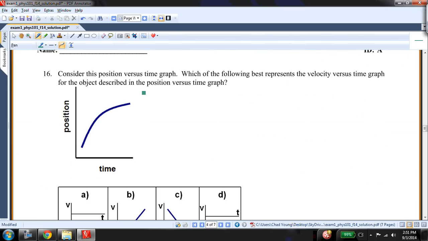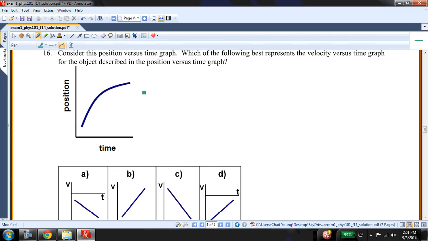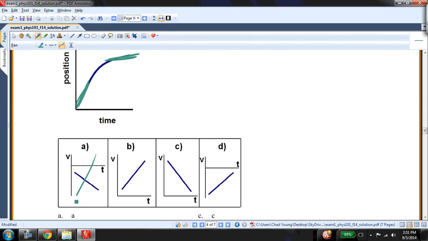Consider the object in this position versus time graph. Which of the following best represents the velocity versus time graph? Remember, the slope of a position versus time is the velocity. So here I have a big positive velocity, and here I have a small positive velocity. Now because it's positive, that gets rid of this one and this one. So I'm either stuck with B or C. This one initially has a big positive velocity, whereas this one had a small positive velocity initially. And since I'm looking for a big one here, C is the right answer. So 16 is C.